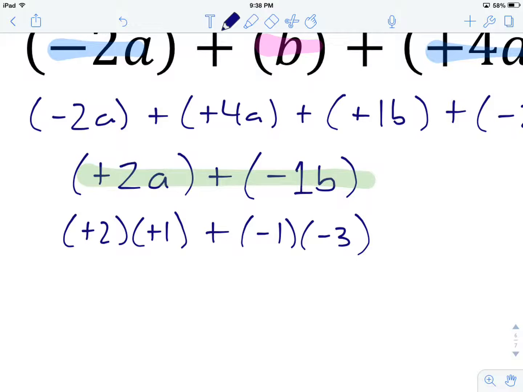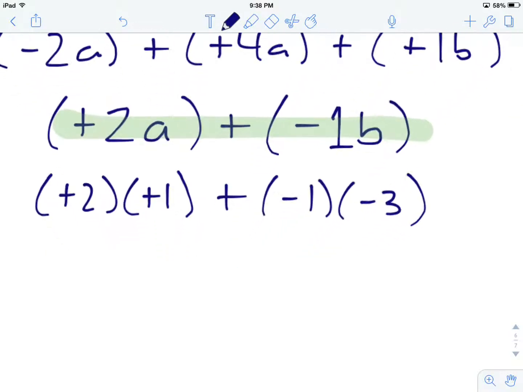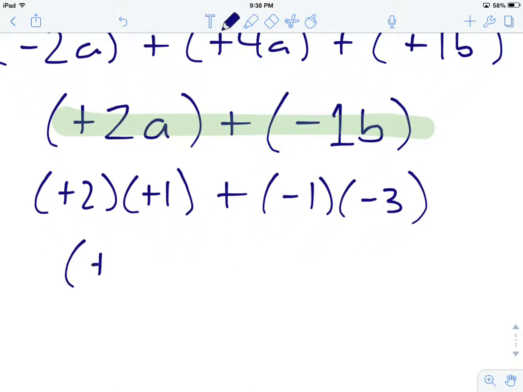So we've got order of operations here. We actually have, again, multiplication and division before addition and subtraction. So we're going to do this little bit of multiplication first as we see it left to right, and then we're going to follow it up with this set right here. So the first one, a positive 2 times a positive 1 will give me a positive 2, plus a negative 1 times a negative 3 will give me a positive 3, and there we are. One more step to go.